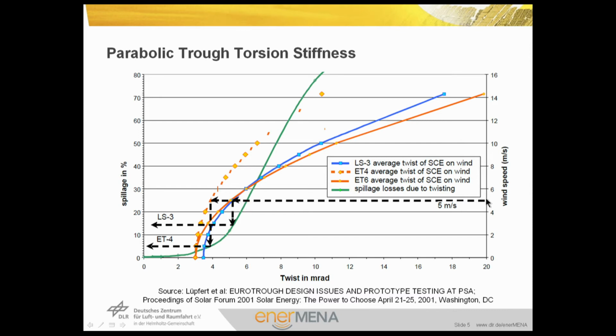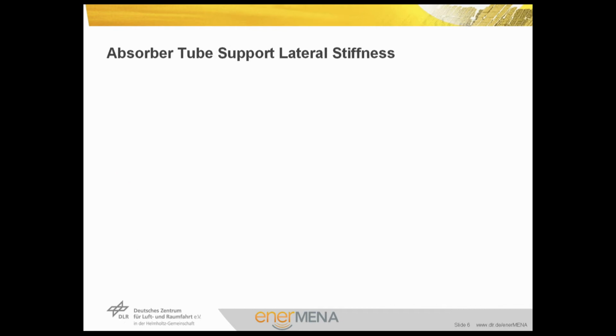We can now check for a certain wind speed and get the twist of the collector, and from the twist we can determine the amount of spillage. So what we see here is the higher the torsional stiffness, the lower is the twist and the less spillage we have, so we have better optical performance. In this particular case we have a comparison of 2 collectors. Orange is the Eurotrough and blue is a former R3 collector, and the optical performance has been improved by improving the torsion stiffness. Another important feature is the lateral stiffness of the absorber tube support.